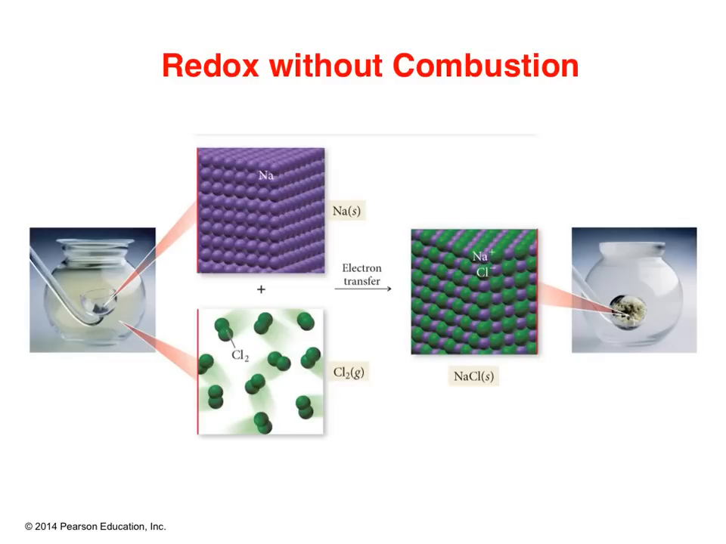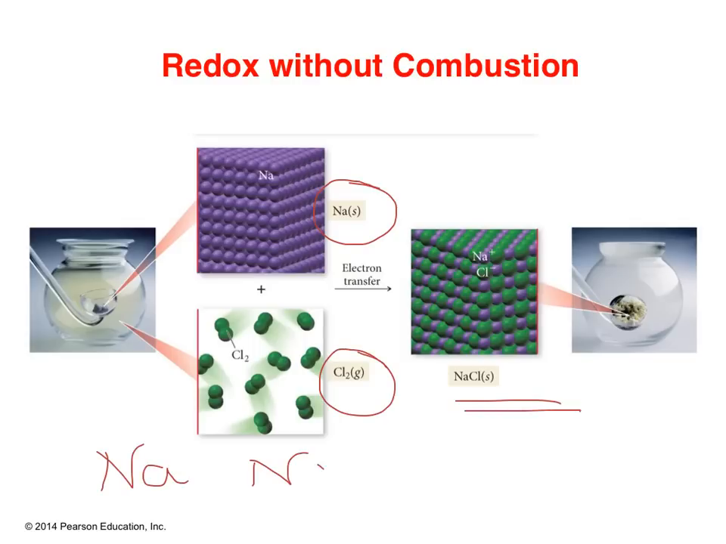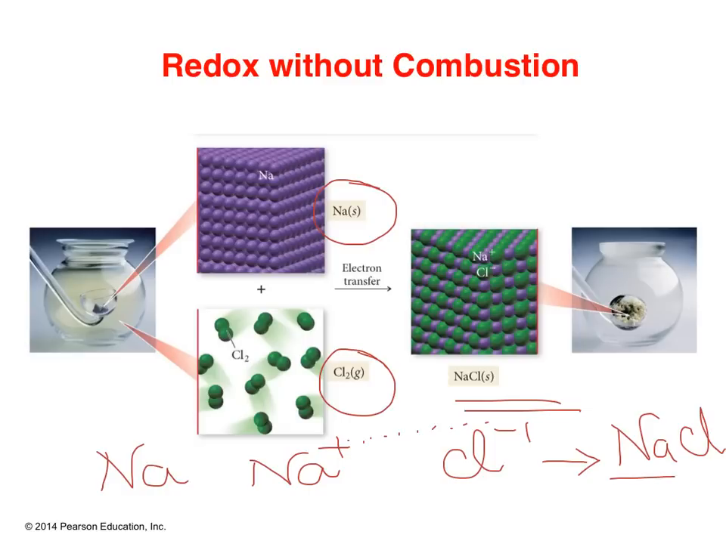Electrons in this case are transferred from sodium to chlorine to form sodium chloride. So first, sodium forms sodium ions, right, and chlorine forms chloride ions, and then there is the ionic bond between the sodium positive ion and the chloride negative ion to form sodium chloride. And this is an electron transfer reaction, so it is also one type of redox reaction.